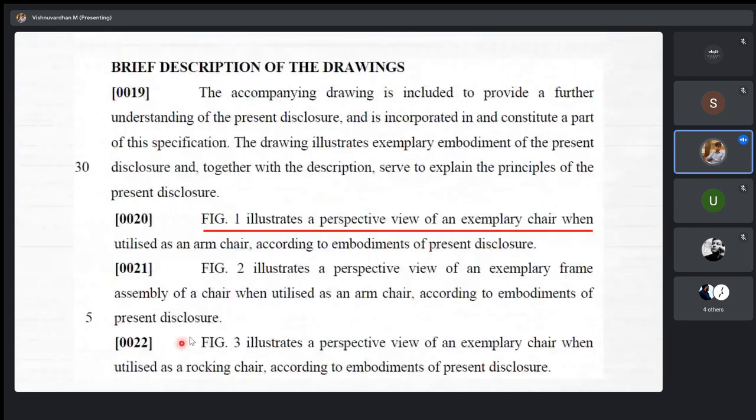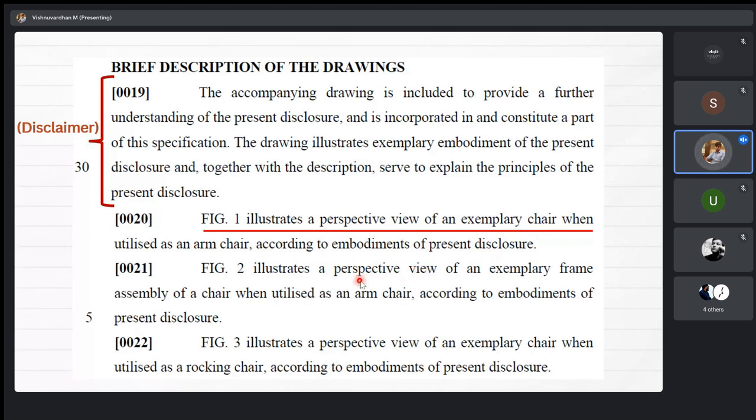Cool. So after F boss, it's B, the brief description of the drawings. Here again, a disclaimer is there. So if you can write it, write it. Not really relevant. You can just say that the brief description of the drawings is as follows. Figure 1 illustrates a perspective view of an exemplary chair. So perspective view is from an angle, from the top right. I can't explain it to you, I'll show you the example next.